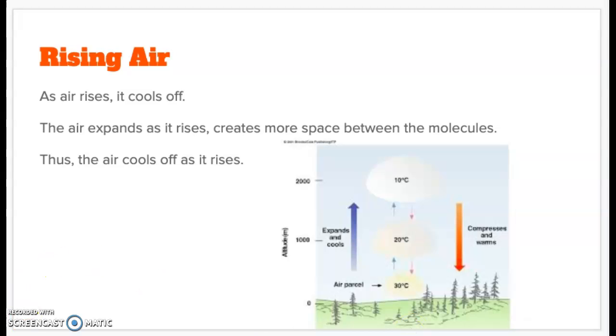Like here in this picture, you can see that you have this parcel of air here at 30 degrees Celsius, which is pretty warm. It warms up and starts coming up. The parcel gets bigger here at like 20 degrees Celsius. And as it rises, it expands even more and cools off to 10 degrees, right? So as it goes up in the air, it's expanding and it's cooling off, okay? So that's the big thing. As air rises, it cools off.